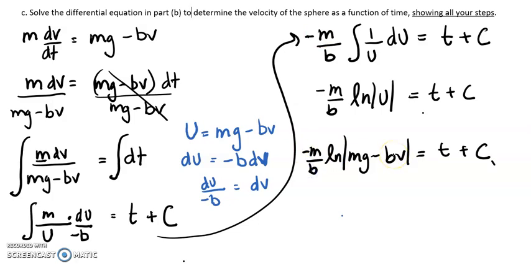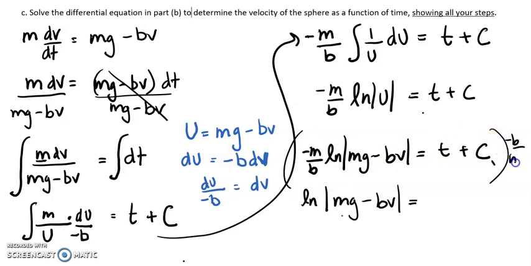So now we're going to need to solve for v. We want to find that as a function. To solve for v, first we need to get the whole ln term by itself. So I'm going to multiply both sides by negative b over m. So we'll have ln, no, my writing's getting sloppy, apologies. Okay, ln of (mg minus bv) equals, and again we multiply both sides by negative b over m to cancel that out on the left-hand side.